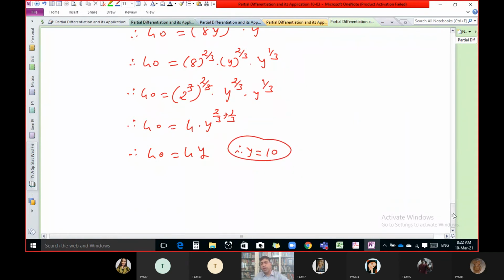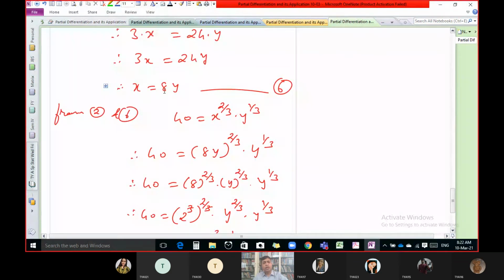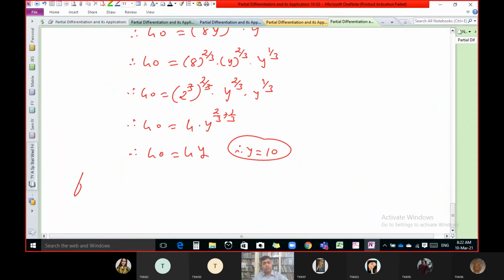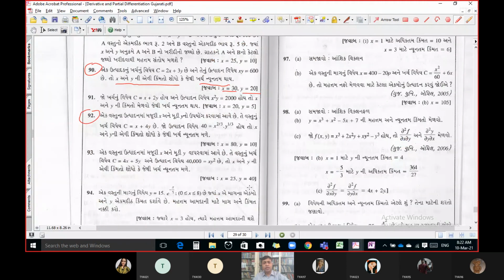Put this y equal to 10 in equation 6. So if we put y equal to 10, we get x equal to 80. So from 6, x equal to 8y, therefore x equal to 80. So my final answer is x equal to 80, y equal to 10. That is my final answer.